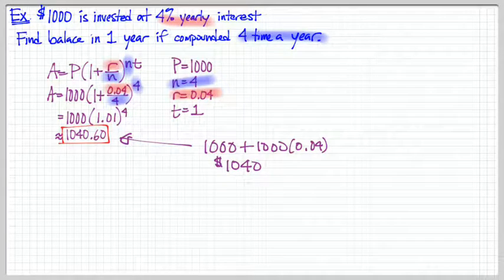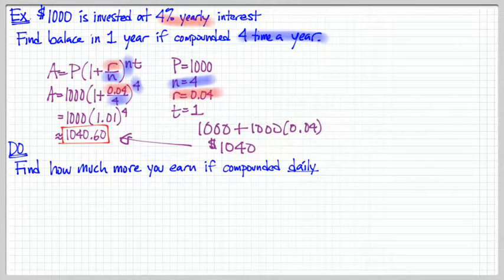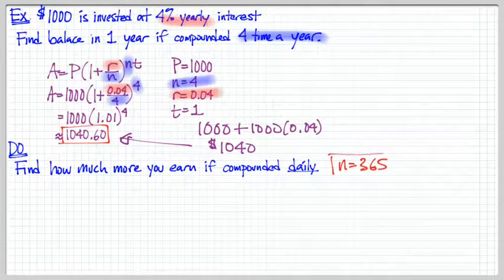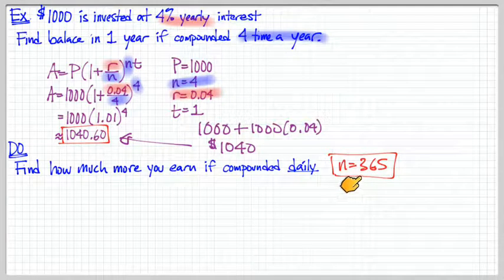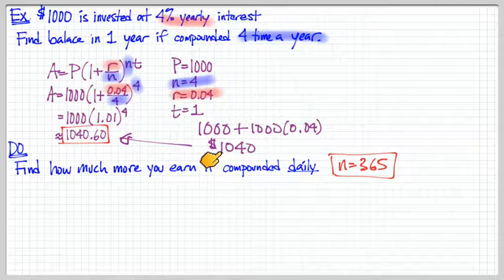There's a problem right at the very end. What happens if you were to compound daily? That would be a case where n is equal to 365. You could see how much more you would make if you compounded daily instead of compounding 4 times a year, versus compounding 1 time a year at the very end of the year. So why don't you give it a try, see what you get.